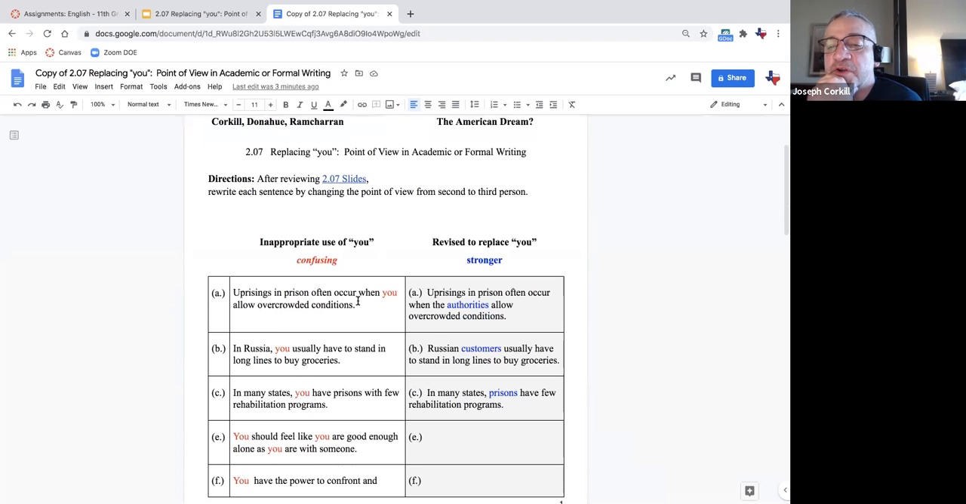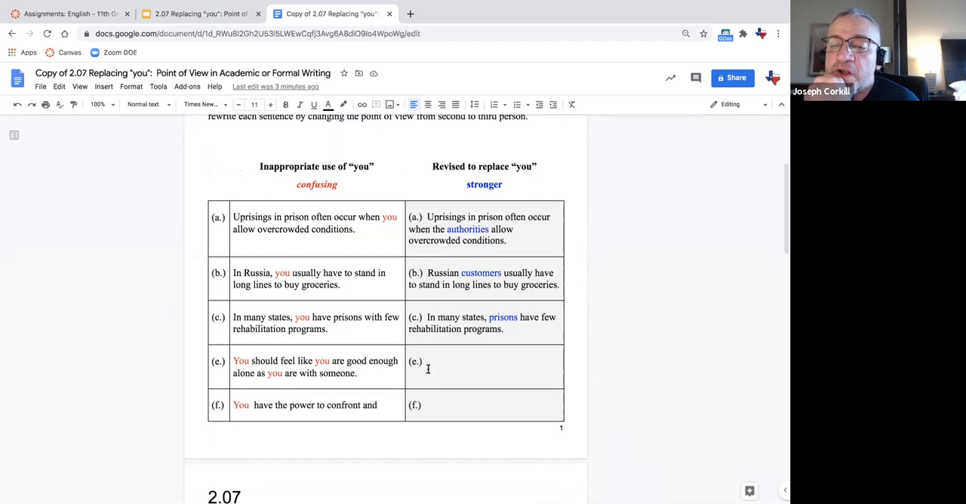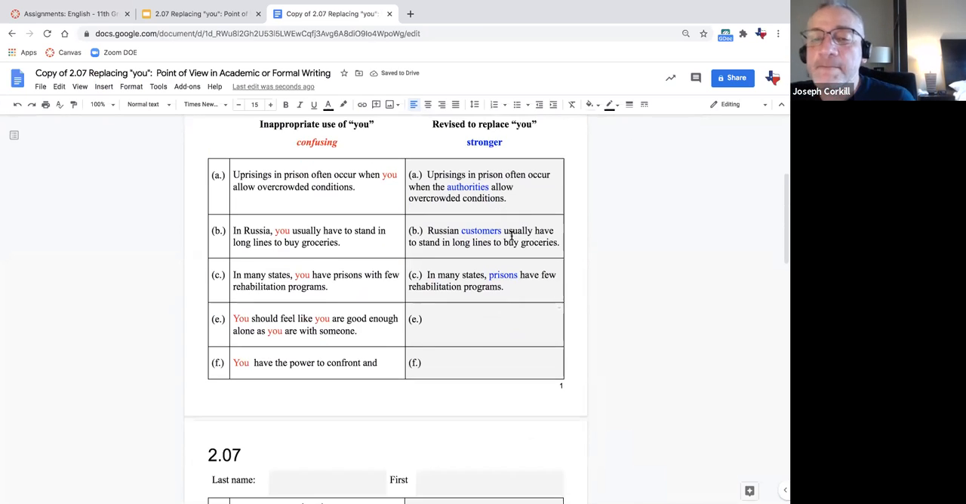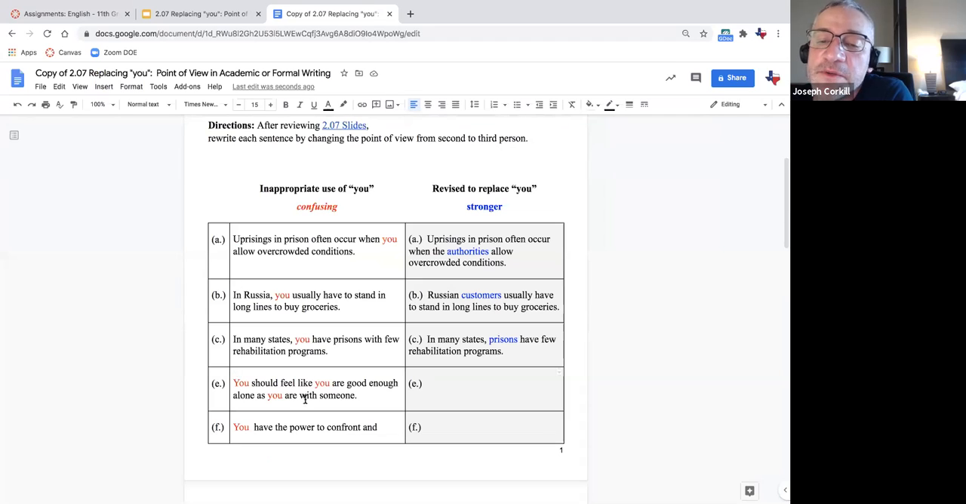"Uprisings in prisons often occur when you allow overcrowded conditions." Okay. "Uprisings in prisons often occur when the authorities allow overcrowded conditions." So these are the same examples here, A, B, and C. And then there are a couple here that we haven't covered that I'm going to do with you. Example E says, "You should feel like you are good enough alone as you are with someone." These are student writings.